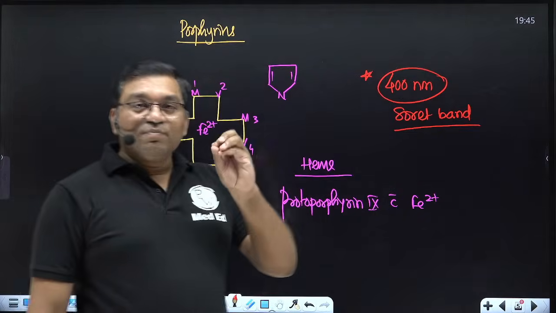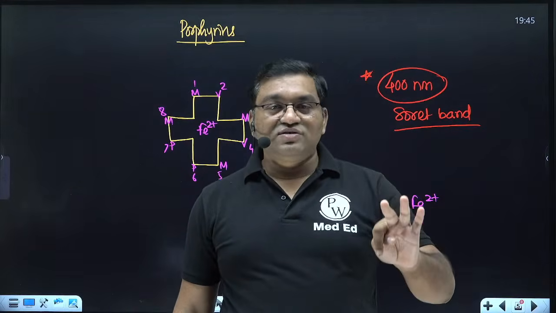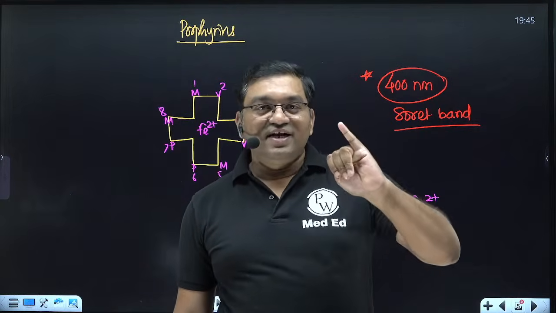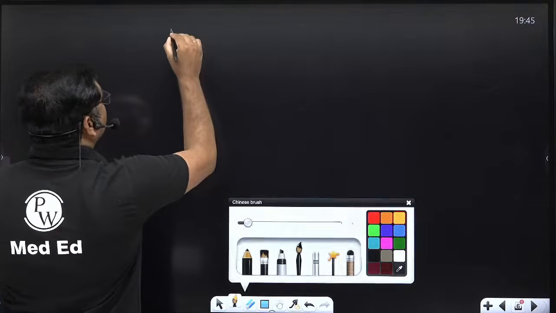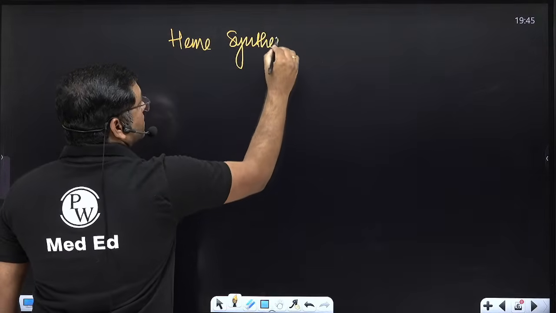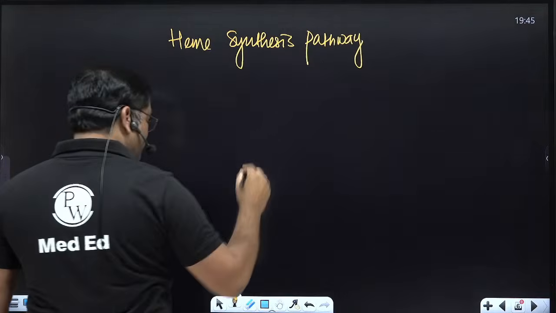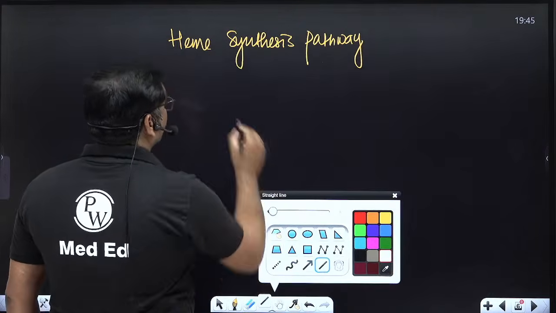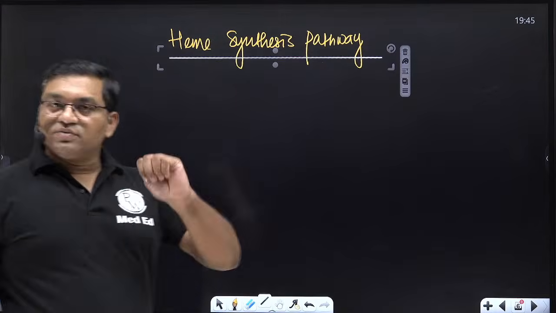Now we'll discuss the important LAQ: heme synthesis, the site of heme synthesis, the steps of heme synthesis, the regulation of heme synthesis, and related disorders, meaning porphyrias. So the heme synthesis pathway. This can be a long answer question for your university examination.